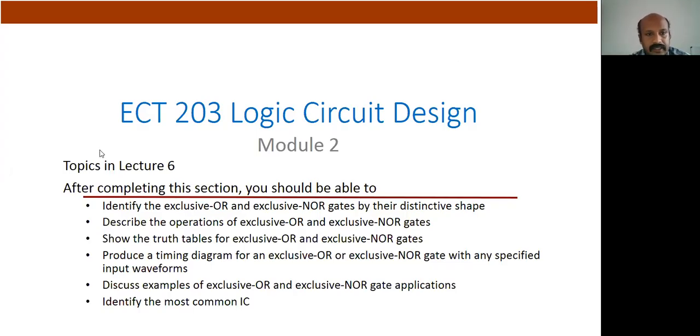In lecture 6, mainly we will discuss the XOR and XNOR gate, that is, the exclusive OR gate and exclusive NOR gate, and the operation, truth table, timing diagram, and some examples of XOR gate and XNOR gate, and the most commonly used ICs to perform this function.